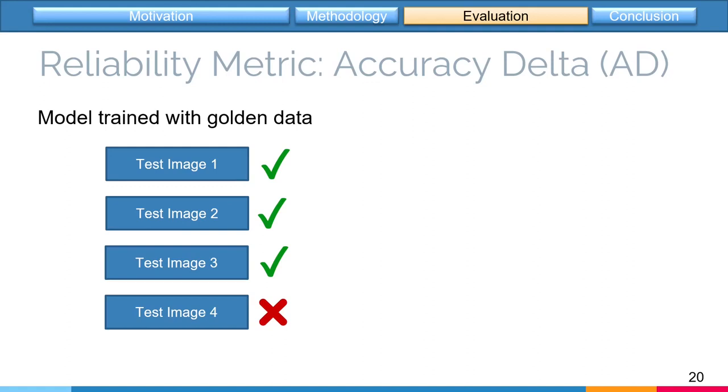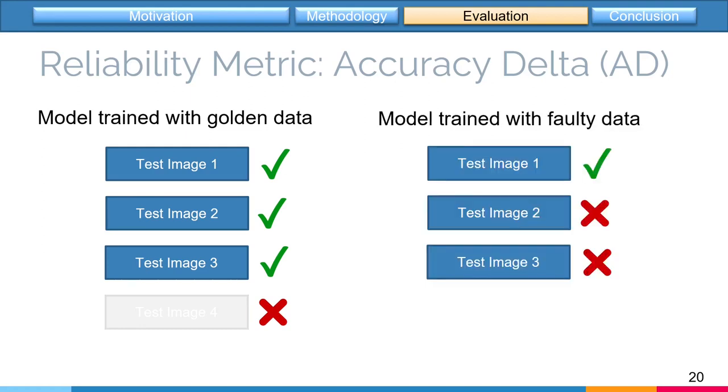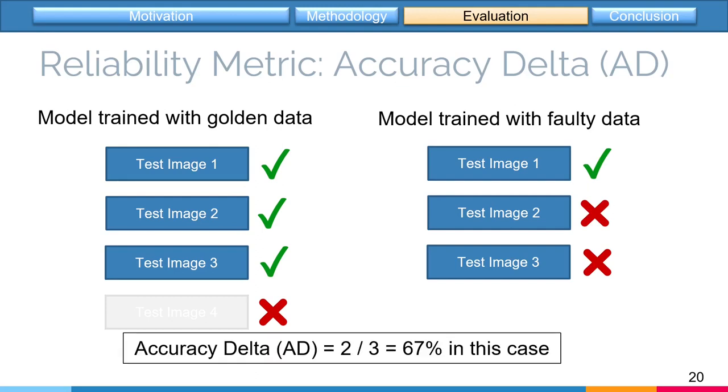To measure an ML model's reliability against training data faults, we devised a metric which we call the accuracy delta, or AD for short. We first train a model without faults, which we call the golden model, and remove the test images that it misclassifies. We then train the same model again, this time with faulty data. The accuracy delta is then given by the proportion of the filtered test images that are misclassified by the faulty model. In this case, it is 67%, or 2/3.